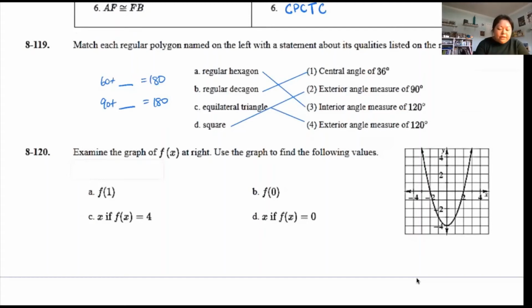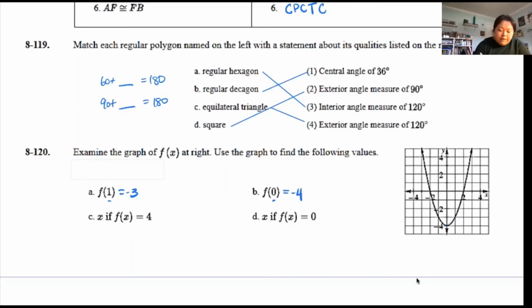So f of 1 means when x equals 1, what is my y value? Well, when x equals 1, that's 1 right here. My y value is down here, so that's -3. Same thing when x equals 0, f of 0. That means when x equals 0, what is my y value? I am at -4. Okay, let's see if we can go backwards.